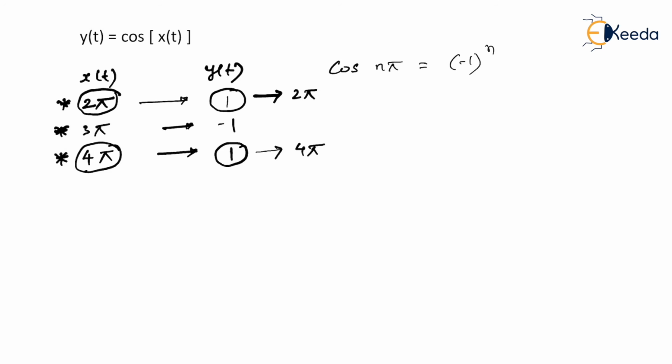And therefore this system is also a non-invertible system, because for two different inputs you are getting same result. Remember, an invertible system is that system which produces distinct output for distinct inputs. So this is also a non-invertible system.